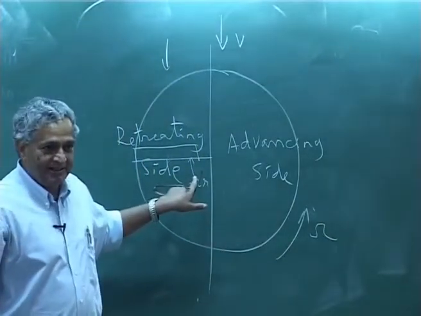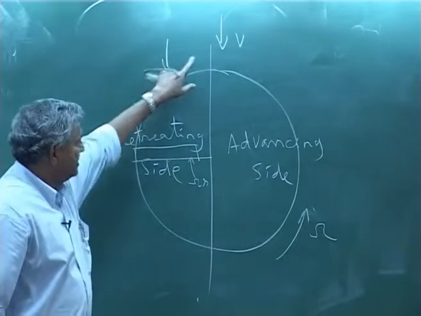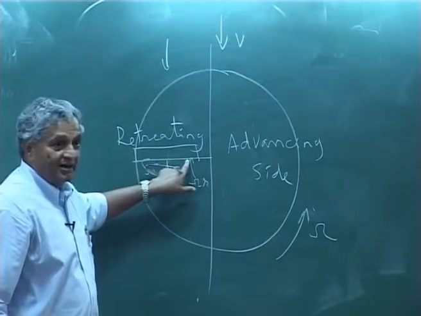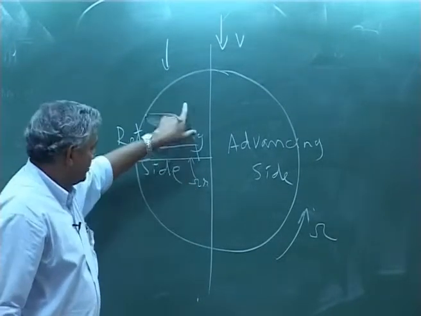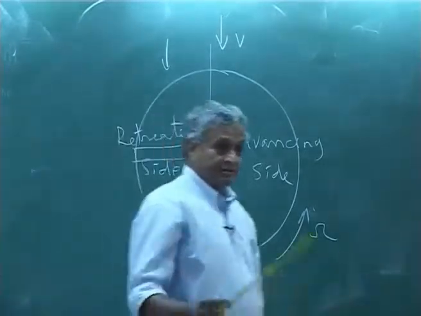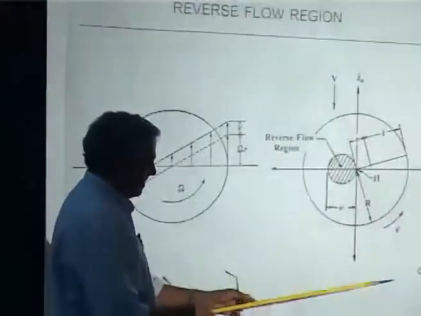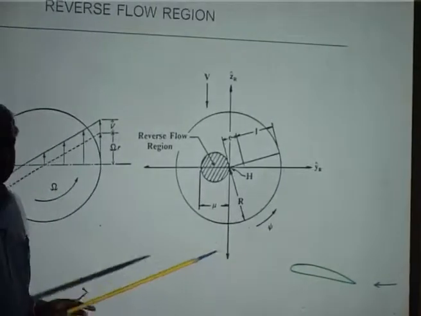Okay. Now, if V is greater than omega r, that means the flow is coming from the trailing edge to the leading edge.